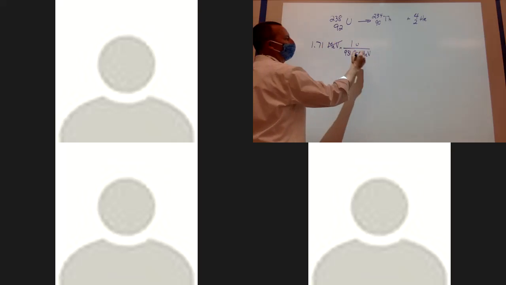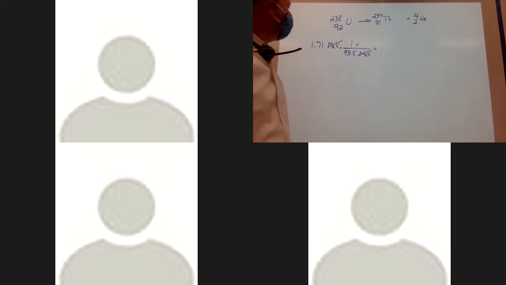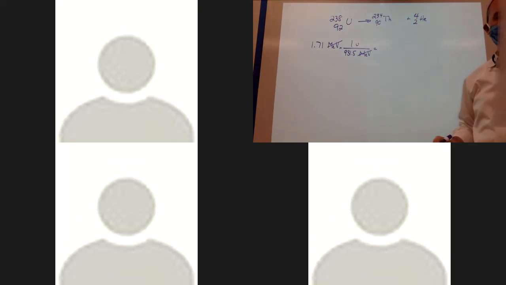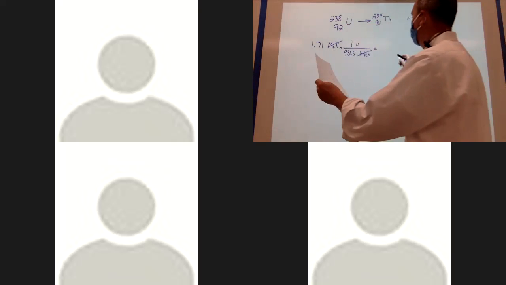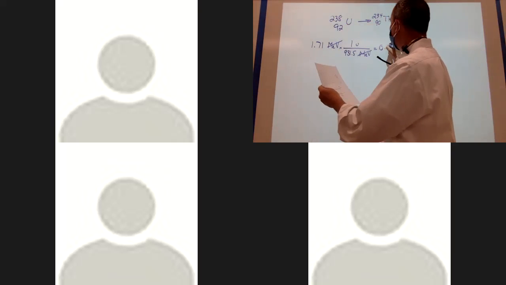So that cancels. And 1.71 divided by 931.5 turns out to be 0 point.